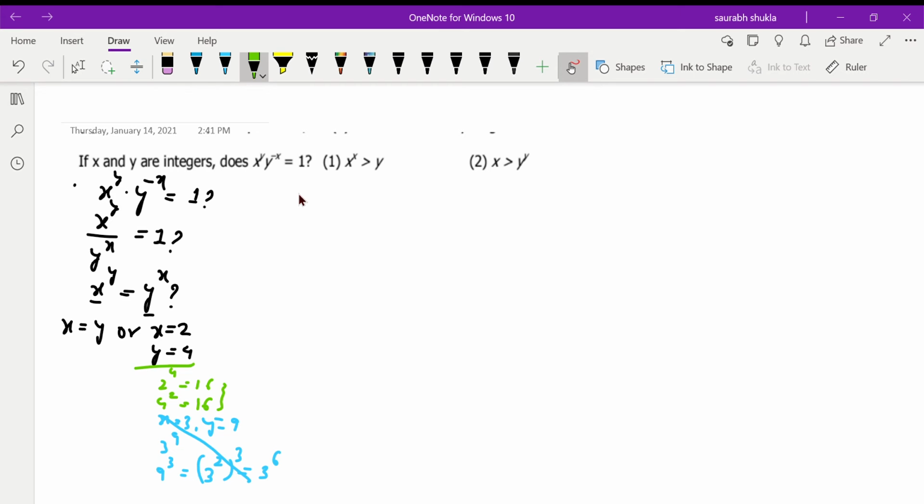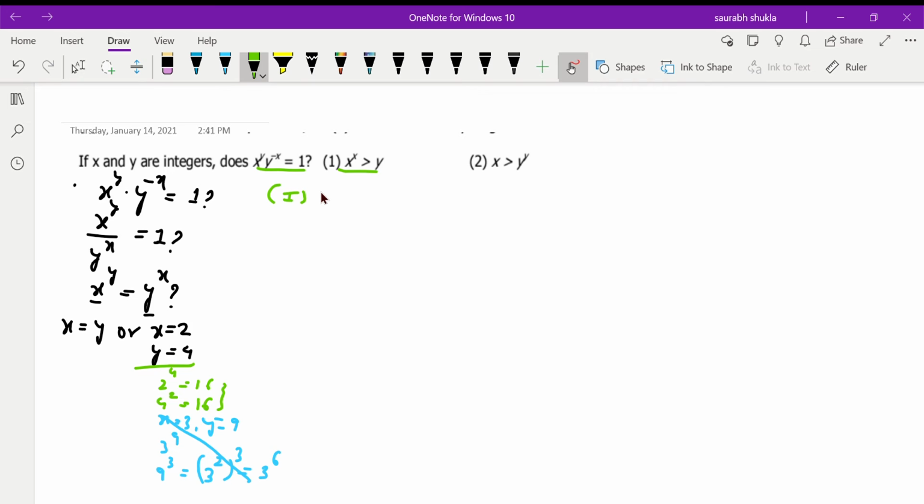Statement 1 says x raised to x is greater than y. So the information that you have to consider from statement 1 is that x raised to x is greater than y. Now, is this sufficient? If you're not sure, or intuitively you feel that it is or isn't sufficient, try to validate your intuition by putting some numbers and check if you're getting a consistent yes or a consistent no.